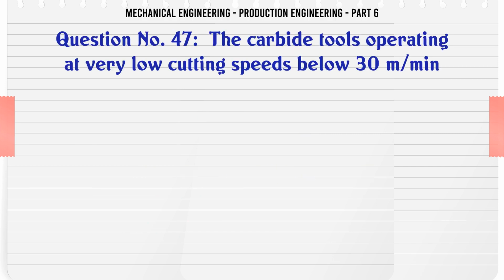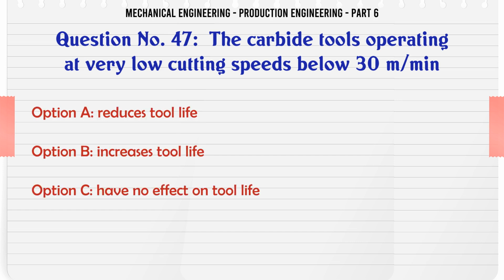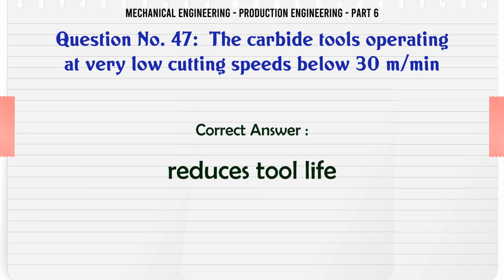The carbide tools operating at very low cutting speeds below 30 m/min A. Reduces tool life. B. Increases tool life. C. Have no effect on tool life. D. Spoils the workpiece. The correct answer is reduces tool life.